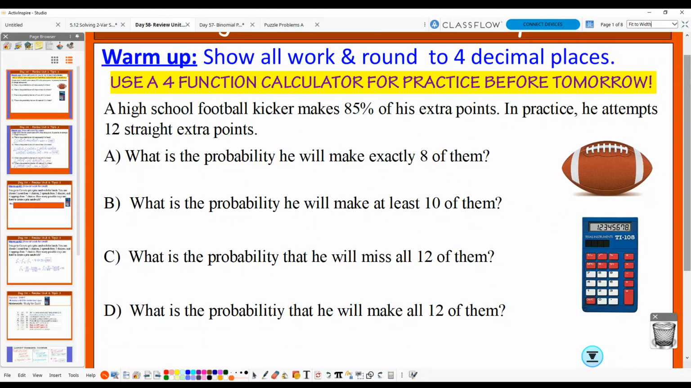Here's the warm-up for today. Pause the video and try the problems. Of the 12 events, what's the probability of making 8 of them and missing the other 4?